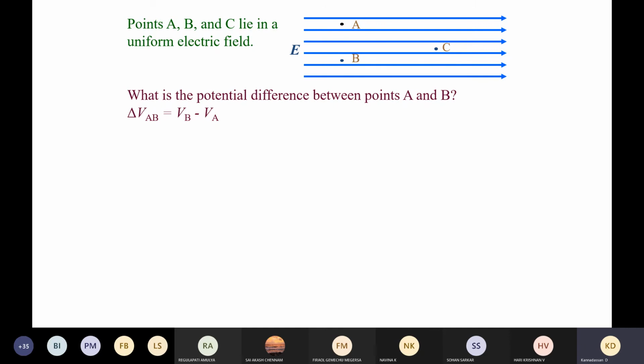There is an electric field which is almost uniform throughout the region, and there are 3 points available. Now we have to calculate the potential difference between these points. First we are calculating the potential difference between point A and B, so VB minus VA. What is supposed to be the value of it? Can anybody say? You are given 3 choices: whether it will be greater than 0, less than 0, or equal to 0.